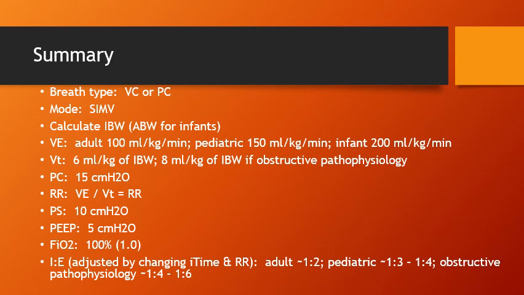If we're in pressure control breath type, we need to set a pressure control setting, and that's going to always be 15 centimeters of water to start with. Next, we need to calculate our respiratory rate, and to do that, we are going to divide our minute ventilation that we calculated by our tidal volume that we calculated, giving us our respiratory rate.